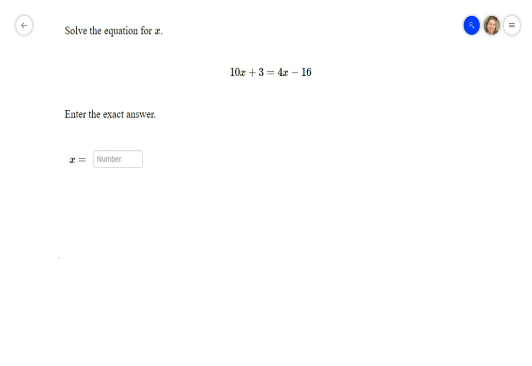And since it is a 4x, I am simply going to subtract 4x from it, because 4x minus 4x is 0, and then you'll still have this minus 16, and then 0 minus 16 leaves me with a -16 on the right side of the equal sign.